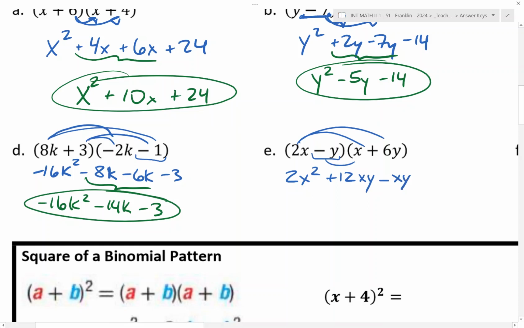Not only does that keep it consistent, but it also helps identify whether or not they are like terms. Because xy and yx mean the same thing, and so they are like terms, so you should write them the same way. And the negative y times negative 6y is negative 6y squared. And again, we can combine those middle two, so 2x squared plus 11xy, 12 minus 1, and then minus 6y squared.